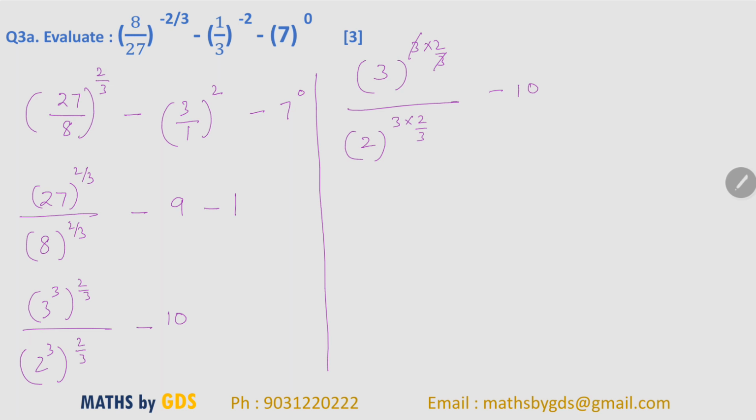This 3 and this 3 get cancelled. This 3 and this 3 get cancelled. So we simply have 3 square by 2 square minus 10. 3 square is 9, 2 square is 4, minus 10. We have 9 minus 40 divided by 4, which is negative 31 by 4. So the answer to this question is minus 31 by 4.